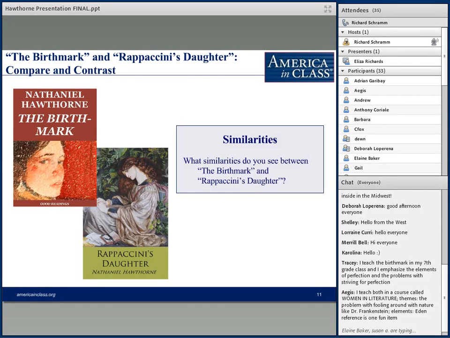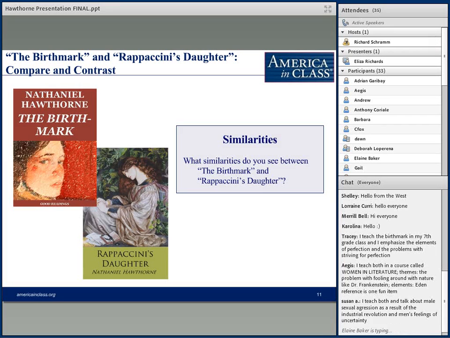Let's just get a few more, and then we'll move on to talk about similarities here. We've got some good responses. They'll be coming in. I feel like I'm waiting for election returns here. I teach both and talk about male sexual aggression as a result of the Industrial Revolution and men's feelings of uncertainty. Eliza, those are some themes that I didn't catch. That's really interesting. Yes, that's great.